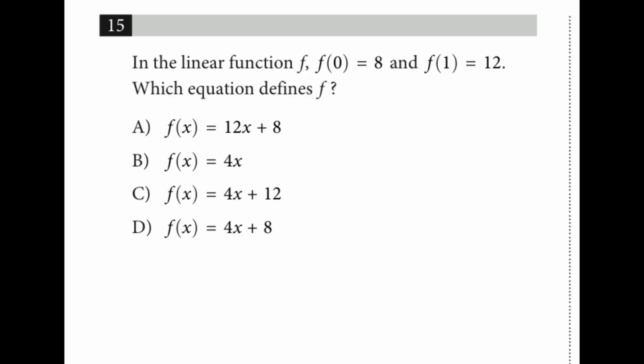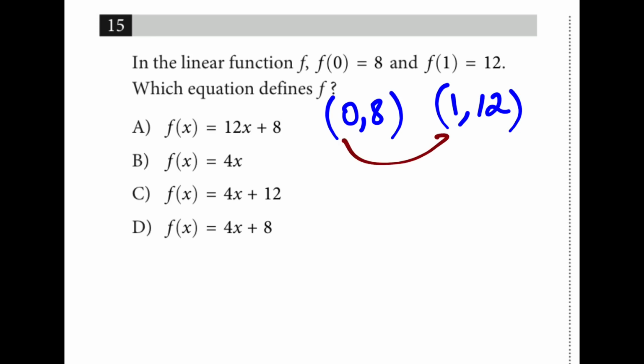In the linear function f of 0 is equal to 8, so that's like the coordinate 0, 8. F of 1 is equal to 12. Which of these equations defines f? So as x goes up 1, y goes up 4. So our slope is 4 over 1.